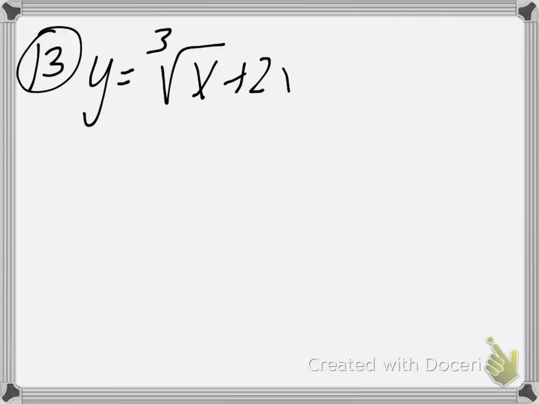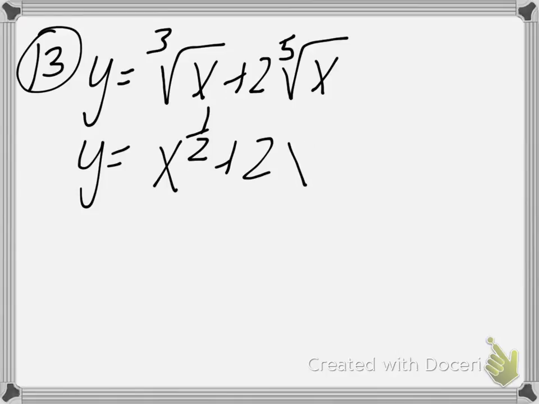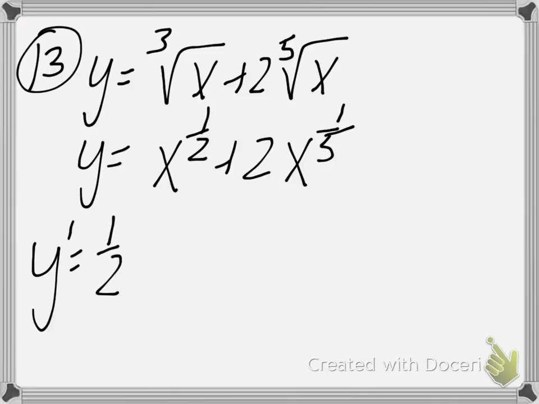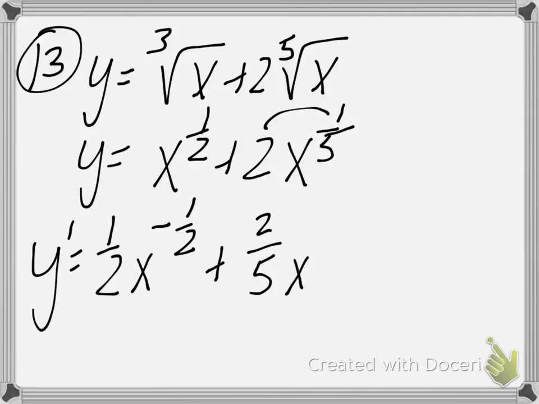It's 13. So first you're going to have to rewrite it. And then you could take the derivative. 1/2 minus 2/2 is a negative 1/2. 1/5 times 2 is 2/5. 1/5 minus 5/5 is a negative 4/5. That was the answer. It all seems so simple now, doesn't it?